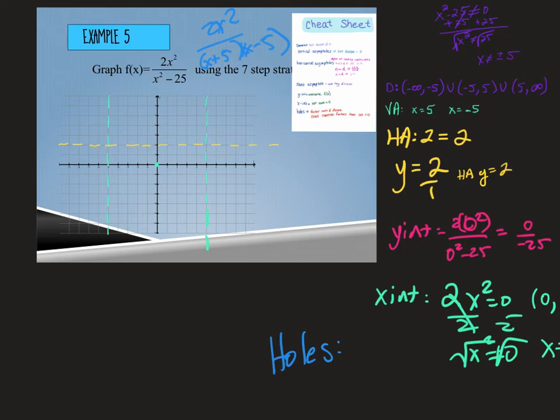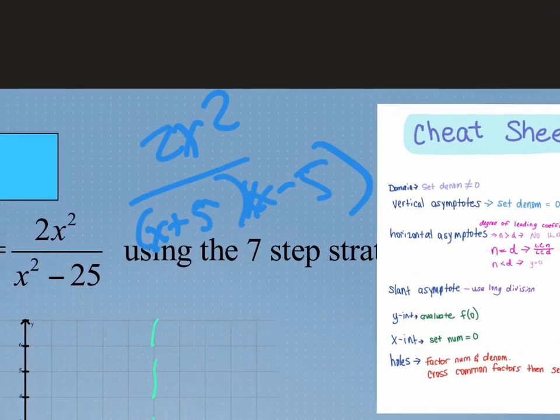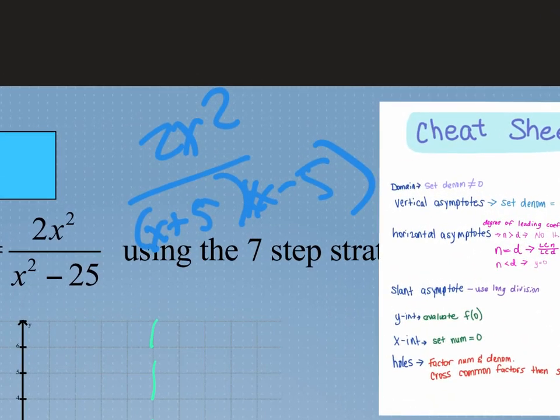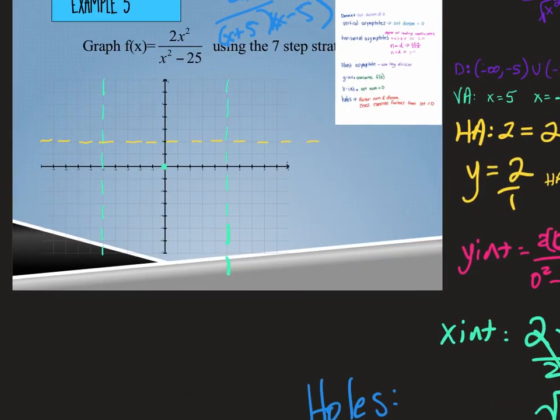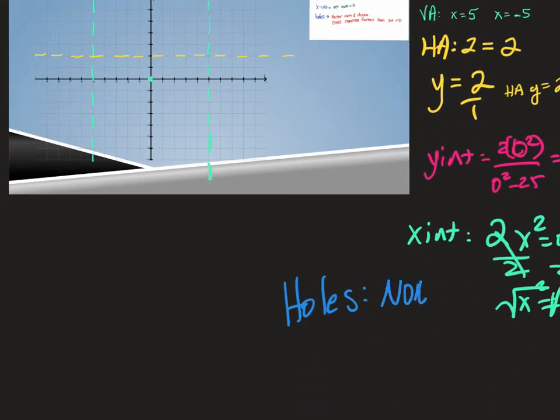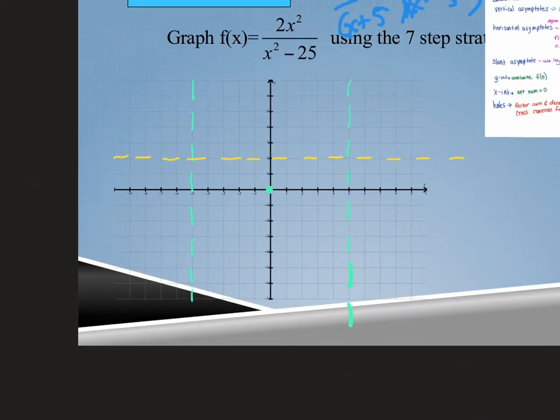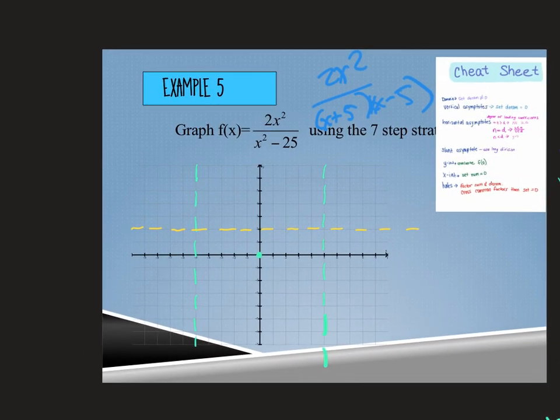Anything going to factor out? Guys, does anything factor when I have 2x squared on the top and x plus 5, x minus 5 on the bottom? No. So do I have any holes? No. So there, we went through the whole list. We found everything we needed to. Now we have to find the picture of our graph.